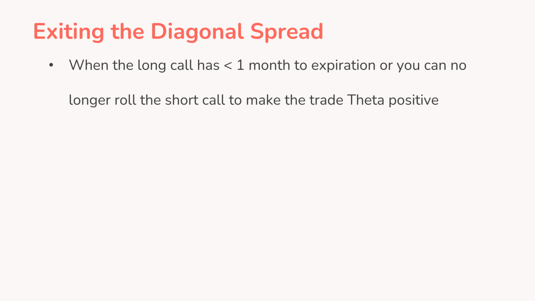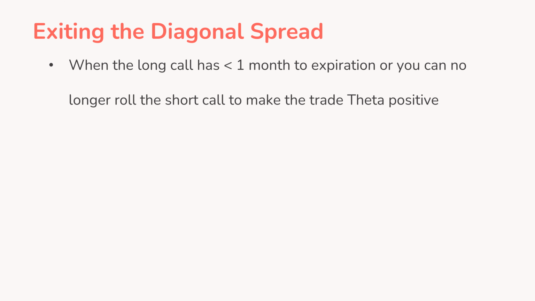If you recall in the earlier part of the video, I mentioned you enter the long call that is at least 3 to 6 months out, and that's because you want to give time for the trade to play out. Closer to expiration, time is working against you and your long call decays a lot faster. At some point, your short call can no longer make up for the time decay of the long call, and it makes sense for you to close the diagonal spread.